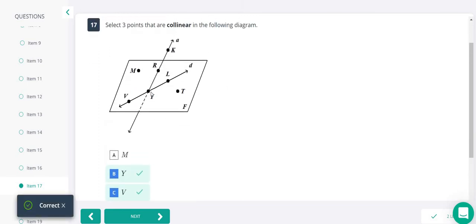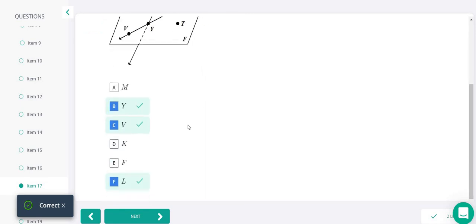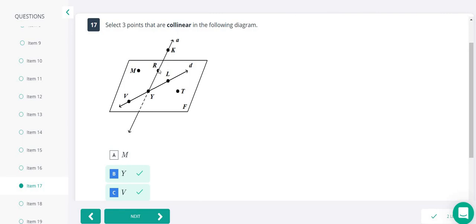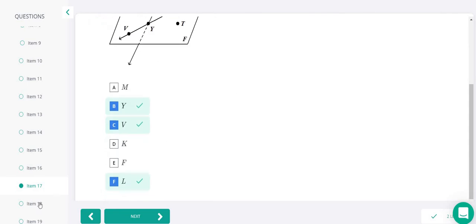You also probably could have put Y, R, and K. Nope, R is not an option, so you couldn't have done that. So that was the only option here: V, Y, and L. R and K are on a different line, so they're not collinear. M and T aren't even on any line, so obviously they're not collinear. D is the name of this line, it's not a point. And F is the name of the plane, so it's also not a point. So there's your answer there.